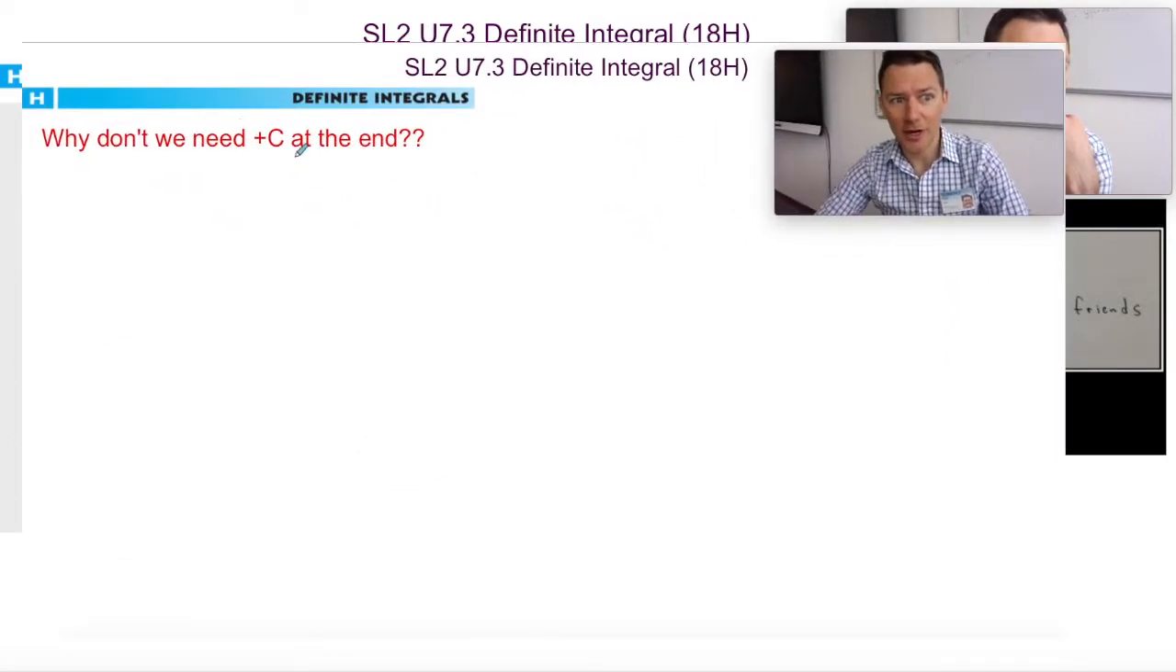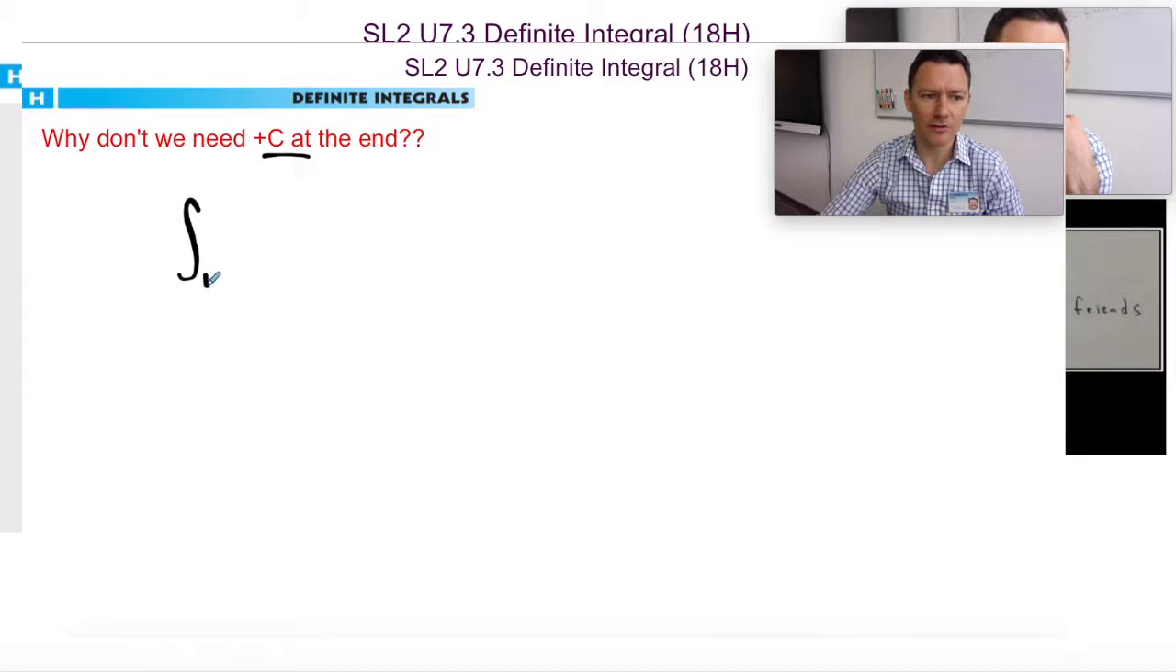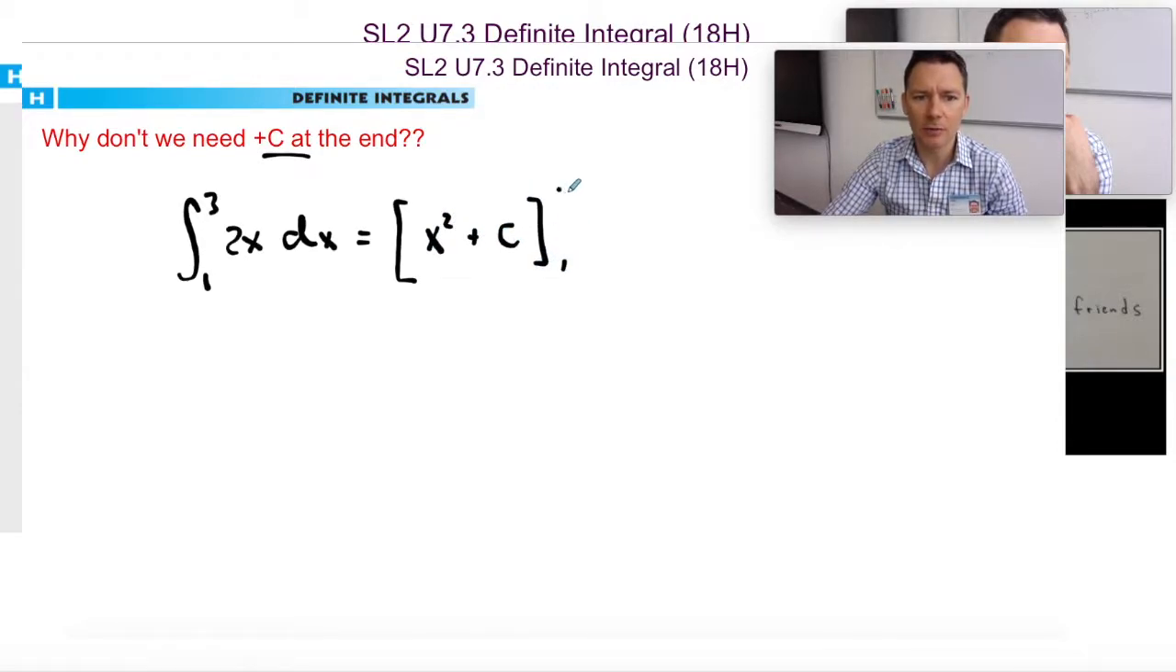Just as an aside, what happened to the plus c? Where's the plus c? You don't see it. It's not there. Go ahead and put it in if you want, and it'll look like this. Here's just an example. If you were integrating, I don't know, 1 to 3, 2x dx, and you felt compelled, this should be x squared, and you're like, where's my c? Gotta put the c in. There's the c, 1 to 3.